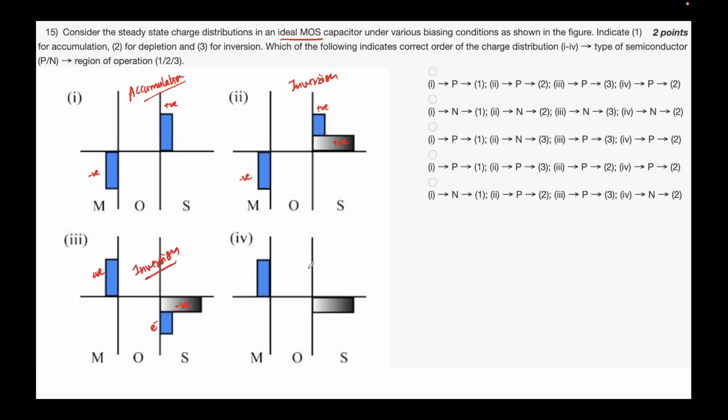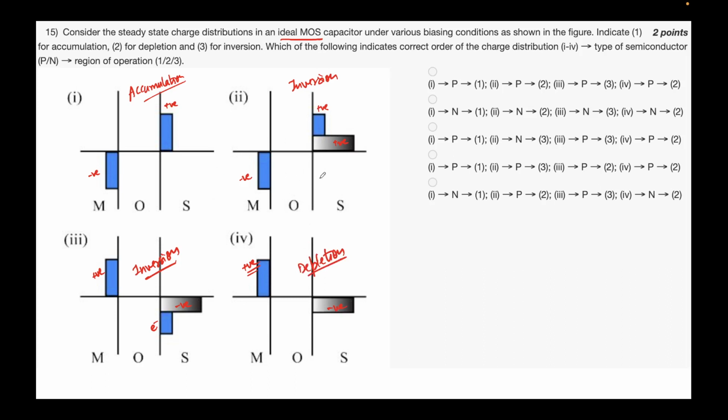Let's look at the last case. So you have a positive charge on the metal plate. What's happening in the semiconductor? It's depleted, but it's not inverted because you don't see any sheet charge on the oxide semiconductor interface. So this is under depletion. There is no flat band diagram. A flat band will not have any charge anywhere.